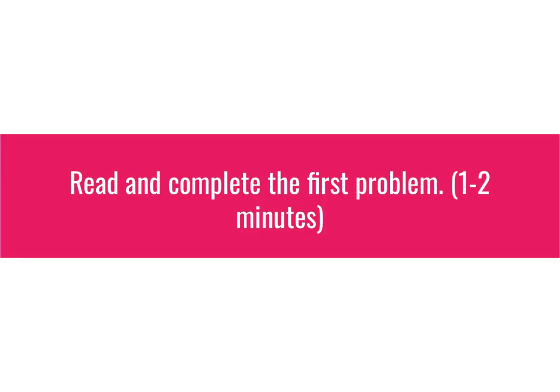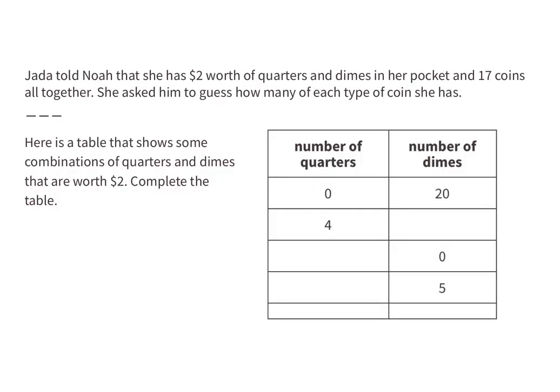So I want you to go ahead and turn to the next page, page 73, where we're going to be looking at Jada and Noah's situation. So here we have Jada told Noah that she has $2 worth of quarters and dimes in her pocket and 17 coins altogether. She asked him to guess how many of each type of coin she has. Here is a table that shows some combinations of quarters and dimes that are worth $2. Let's complete the table. So we're completing this table based on what? Based on it being worth $2.